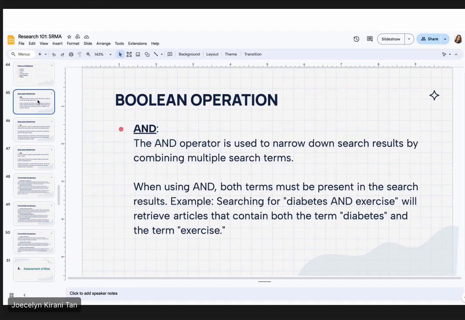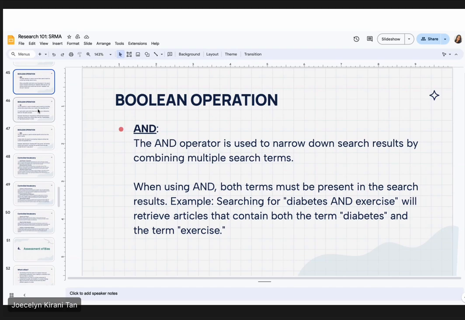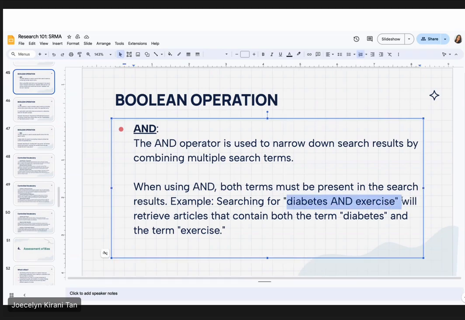Alright, so let's take you through Boolean operators. Boolean operators are kind of like rules on how you're going to input your keywords. There are three main Boolean operators, and one of them is the word AND. So if you search for diabetes AND exercise, for example, it will retrieve articles that contain both the term diabetes and exercise. So if a paper has diabetes without exercise, it will not come up in your database search. And if it has exercise but not diabetes, it will also not come up. It will only come up if it has both diabetes and exercise. So this is pretty straightforward.